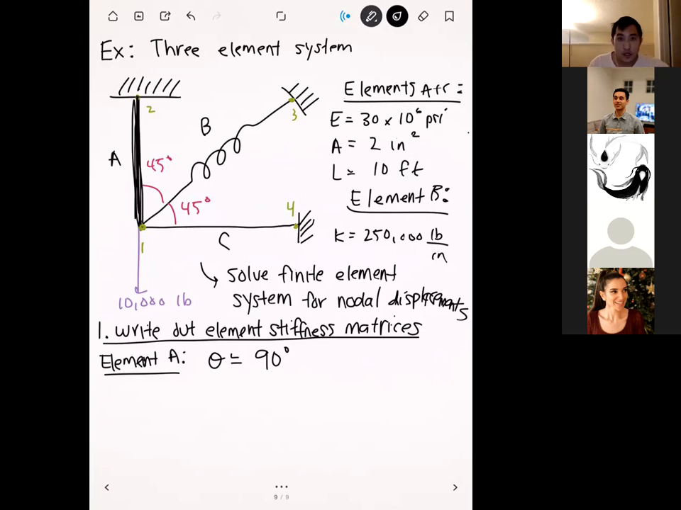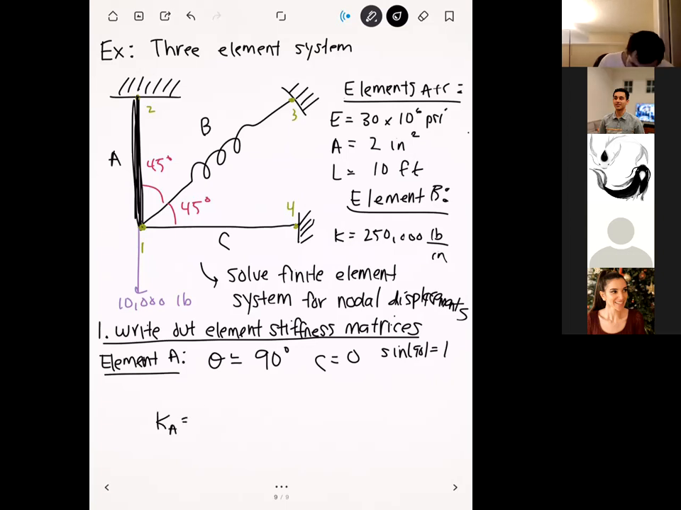Right. So this is actually really nice because with theta equal to 0 or 90, a ton of the matrix is going to cancel out because we know cosine of 90 is going to be 0, right? And sine of 90 is going to be 1. And so this makes plugging into the element stiffness matrix easy because a lot of terms are just going to cancel out.